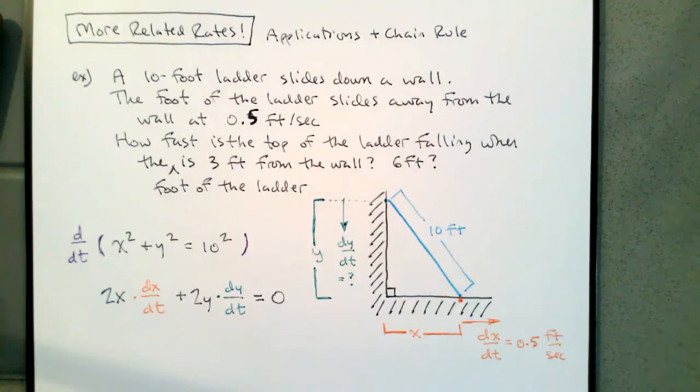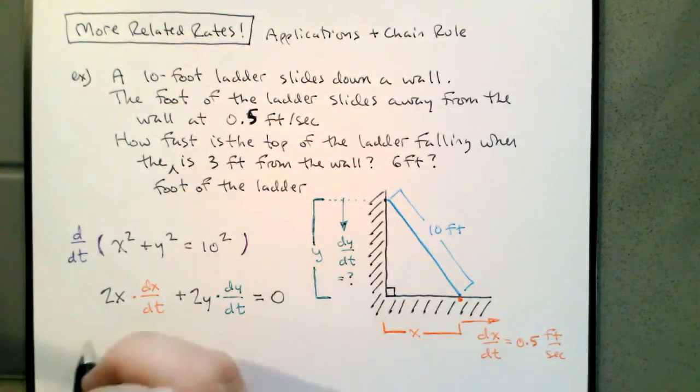In some of these we have a value for x, we have a value for dx dt. We're looking for dy dt, but we don't have a value of y. But we have a relationship between x and y, and we want to know what's going on when the foot of the ladder is 3 feet from the wall. So we want to know what's going on when x is equal to 3.